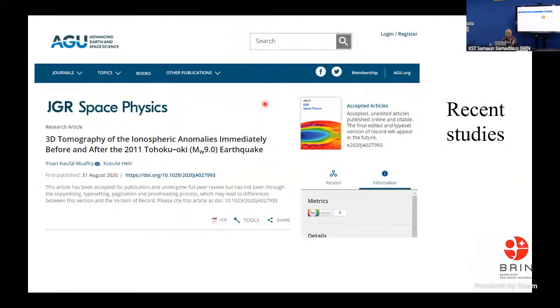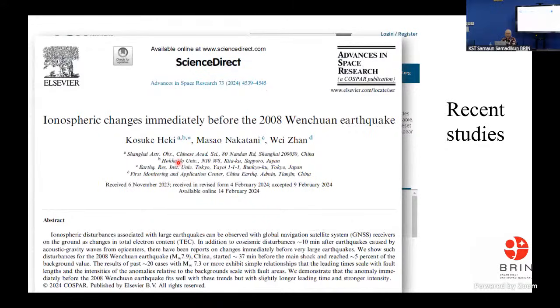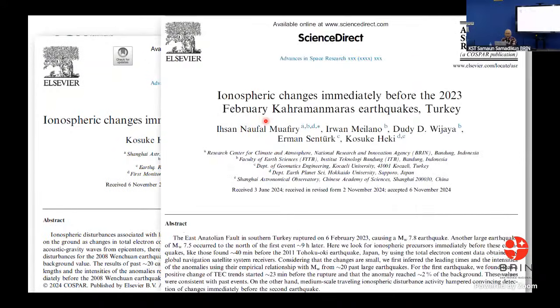And this is one of the recent ones with Isan. This is about the 3D tomography of the anomaly before the Tohoku earthquake. And also, this is not a new earthquake, but new data I got while I was in China, the 2008 Wenchuan earthquake. And this is, again, together with Indonesian people, the Turkish earthquake. It also shows a similar anomaly.